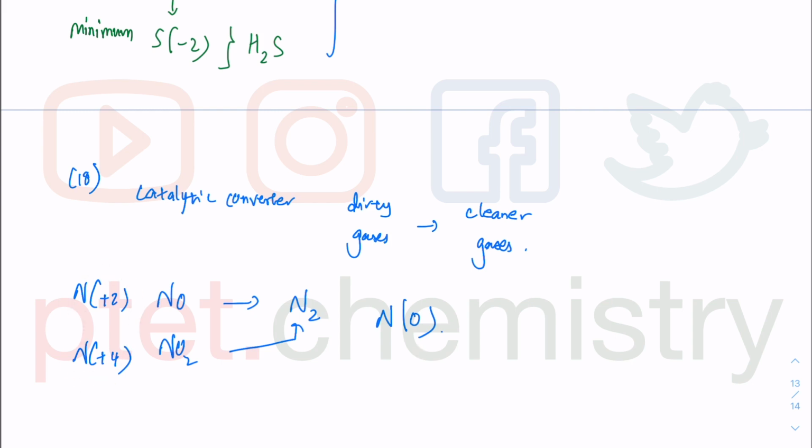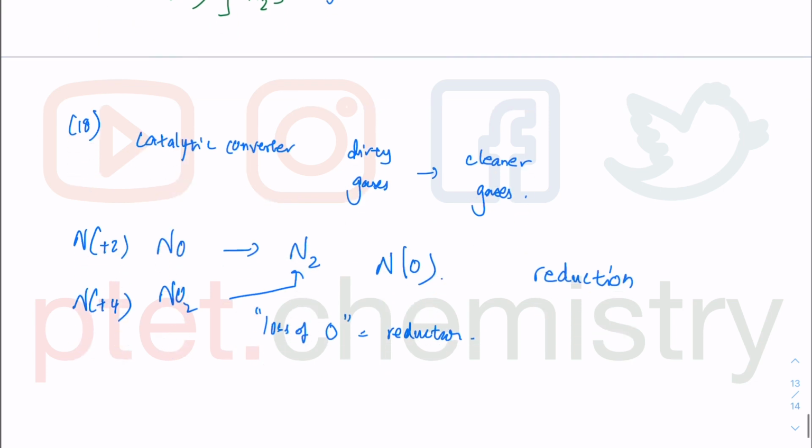From this, both going to this one, this is reduction. From something that contains oxygen to losing the oxygen. You can also think about loss of oxygen. That is going to be reduction. Alright, so NO is reduced, NO2 is reduced, so that means A is out, B is out.